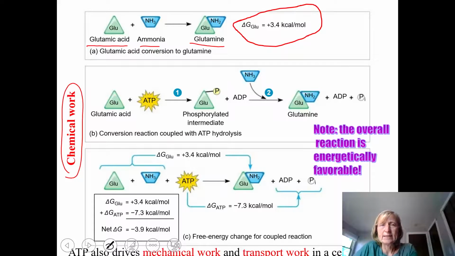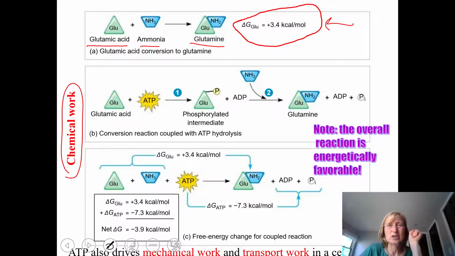But when I see this reaction, I'm like, uh-oh, this is an endergonic reaction. It's going to require energy. In fact, it's going to require 3.4 kilocalories per mole of glutamine. That's how we write it down. So delta G is positive. How am I going to get this reaction to run inside a cell?